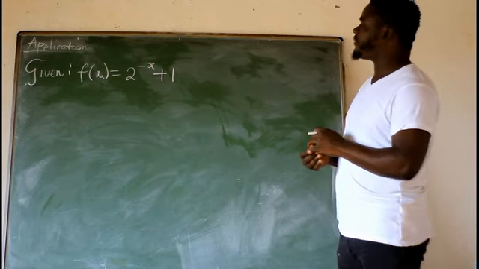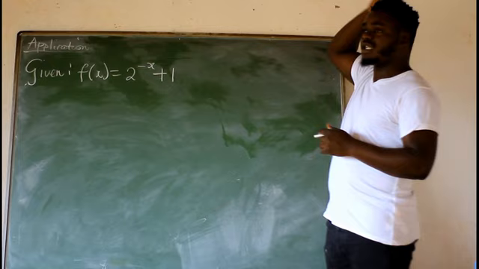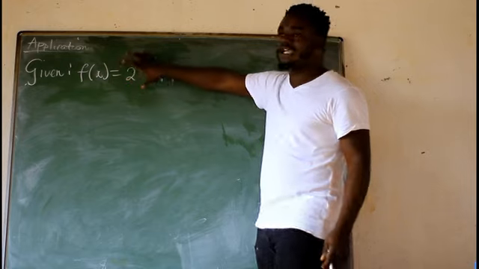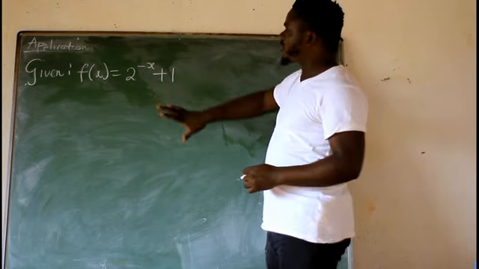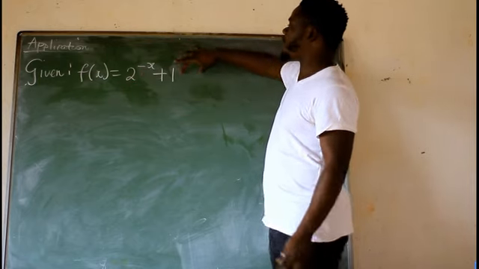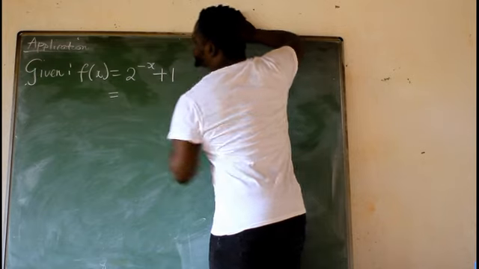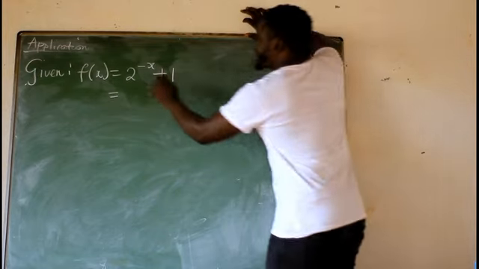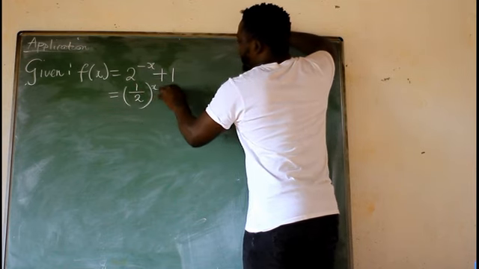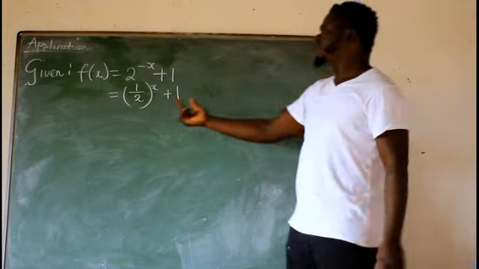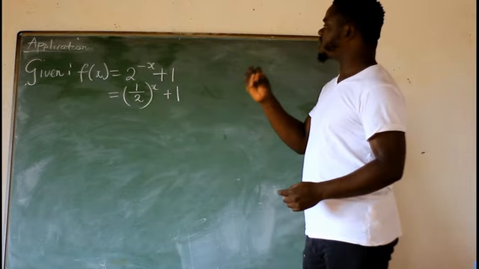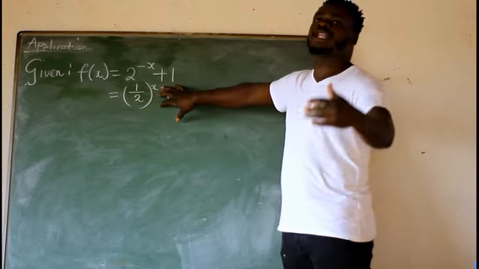Now, you are given f of x equals 2 to the exponent negative x plus 1. This graph is called an exponential graph. You can write 2 to the exponent minus x plus 1 in the form of 1 over 2 to the exponent x plus 1. So you can know that this type of graph is the reflection of the original one. But now you are not given the original, you are given the reflection graph.